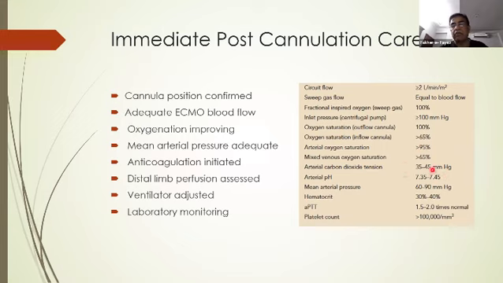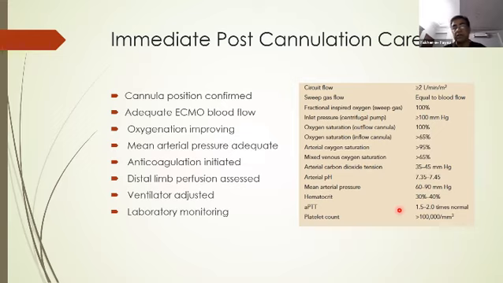Otherwise, we try to tweak the gas flow rate, the sweep rate. Then, again, the same targets which we all know: the arterial pH, we want 7.35 to 7.45, mean arterial pressure more than 60, but we don't want to go beyond 90 because the patient is already so much anticoagulated. If we increase the mean arterial pressure beyond 90, then the chances of hemorrhage, intracranial hemorrhage, will be increased.